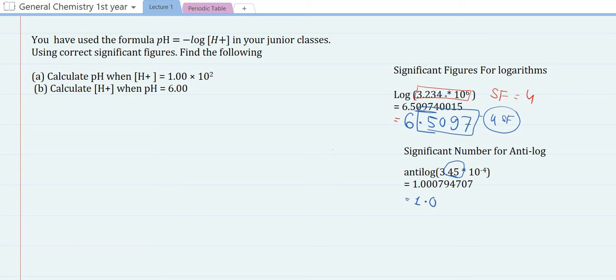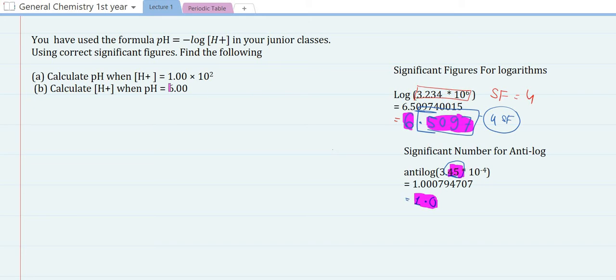Let me repeat: whenever we are finding the significant figures of a log, we must first calculate the value, and then while checking, only the numbers after the decimal point should be considered. So here it is 5.5097. This term is not considered, and only these terms are considered. Since there are four, and likewise when we are calculating the antilog, we should consider the numbers after the decimal point. Since there are two numbers after the decimal point, the significant number should be 2, and writing it with two significant figures, we get this.